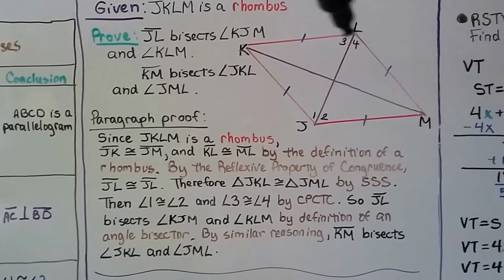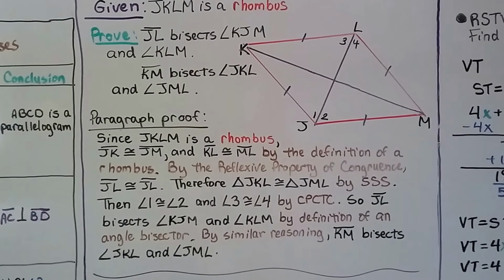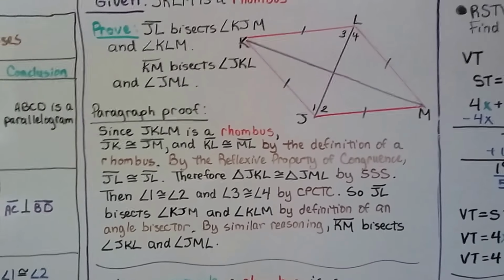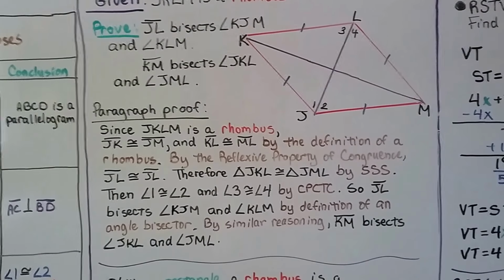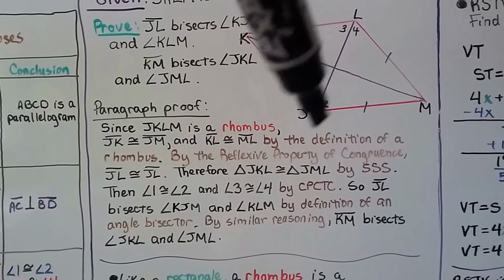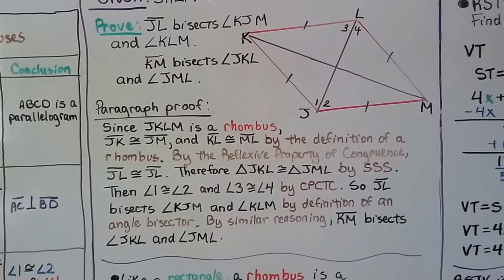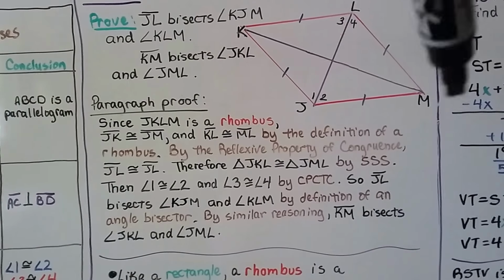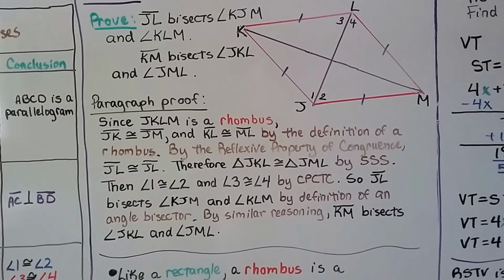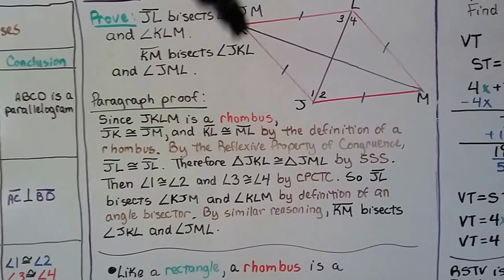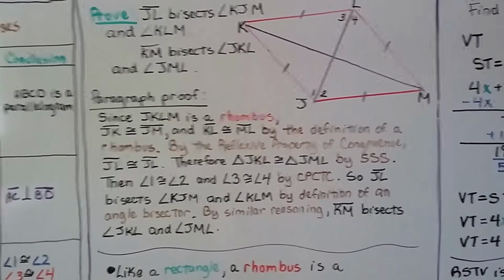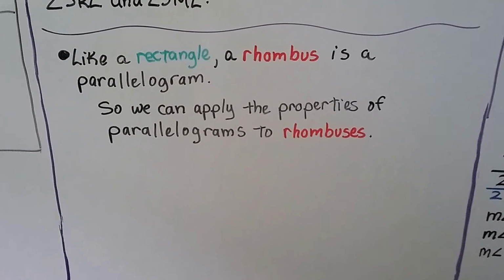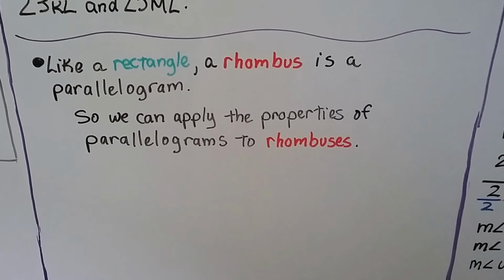Then angle 1 is congruent to angle 2 down here, and 3 is congruent to 4 by CPCTC. Congruent parts of congruent triangles are congruent. So we proved that they were congruent by side, side, side, so we know all the angles are congruent too. So segment JL bisects angle KJM, that's this one down here, and angle KLM, by definition of an angle bisector, and by similar reasoning, KM, this diagonal, bisects angle JKL and angle JML over here, okay? So like a rectangle, a rhombus is a parallelogram, so we can apply the properties of parallelograms to rhombuses.